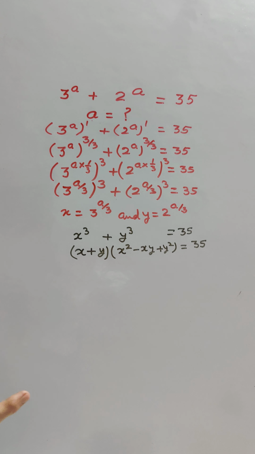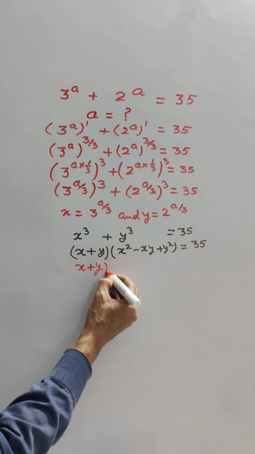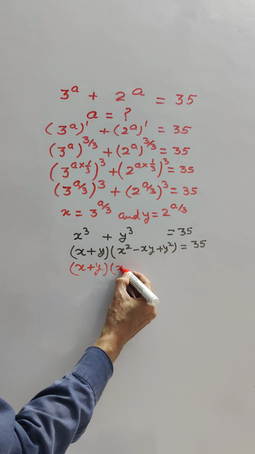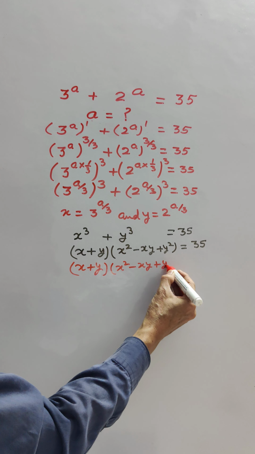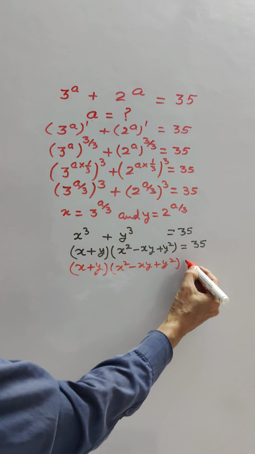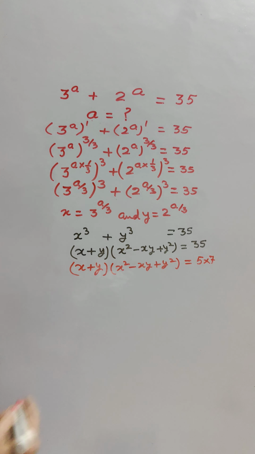35 के दो फैक्टर्स होते हैं 1 into 35 or 5 into 7. 1 into 35 will not work since the answer might be negative. So we are taking 5 and 7. So this way (x plus y) within bracket (x square minus xy plus y square) is equal to 5 into 7.